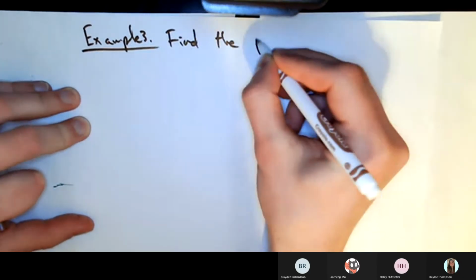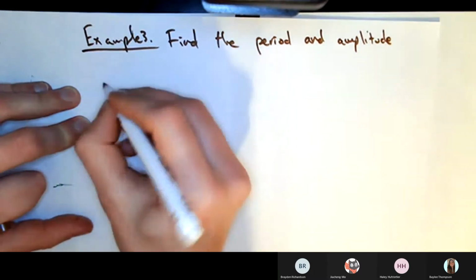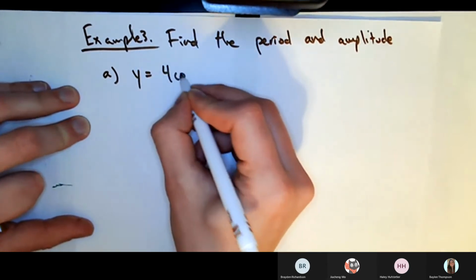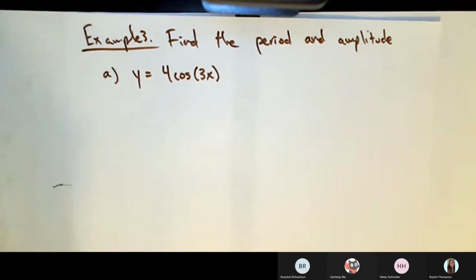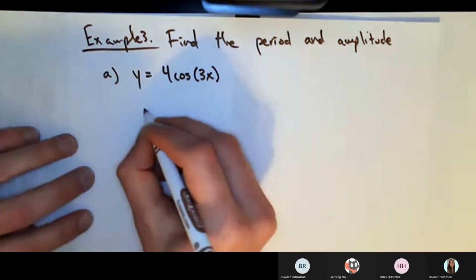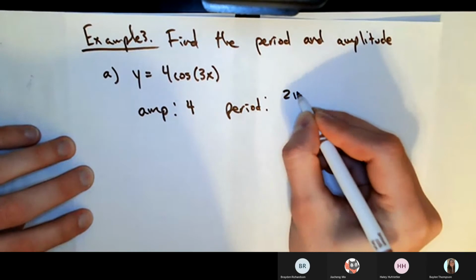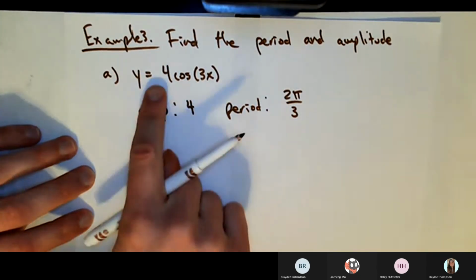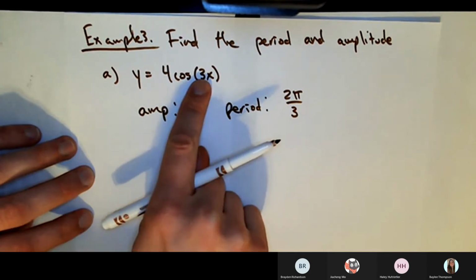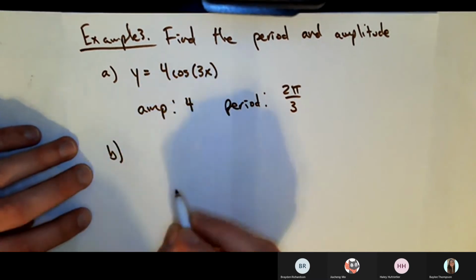Example 3, find the period and amplitude. Y equals 4 cosine of 3x. Amplitude is just 4. That's it. Period is going to be 2 pi over 3. Remember back from a cosine kx, a is amplitude, 2 pi over k is the period. So this one would be kind of weird to graph. We can do it though, but first, let's get this other question down.